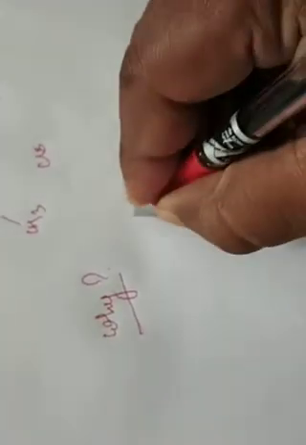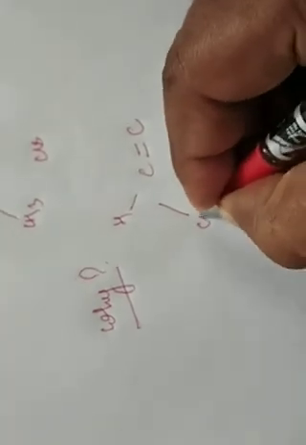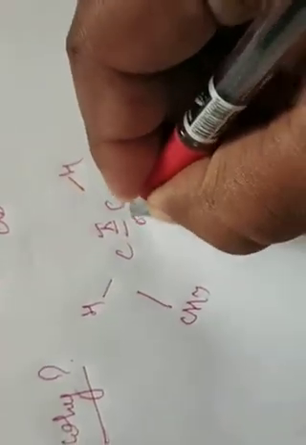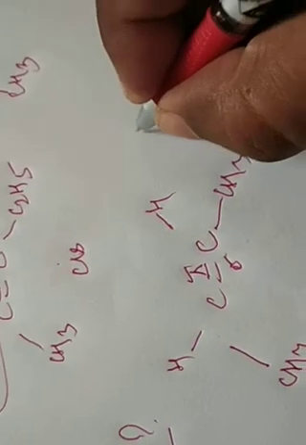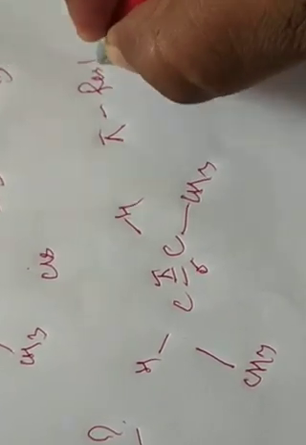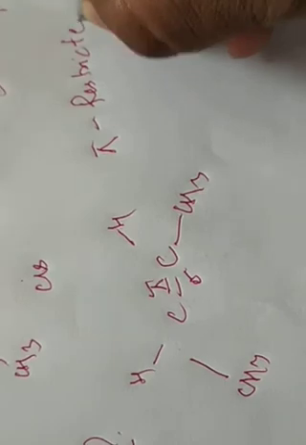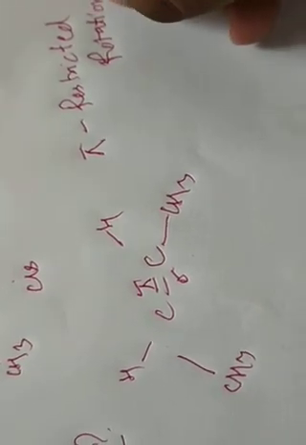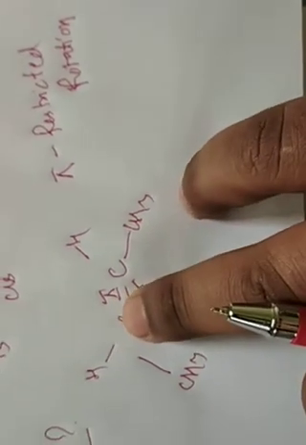Suppose you have a carbon-carbon double bond, one side is H and one side is CH3, and the other side is H and CH3. You know very well this is a sigma bond and this is a pi bond. So it means the pi bond has restricted rotation. There is no rotation in a pi bond. Clear?